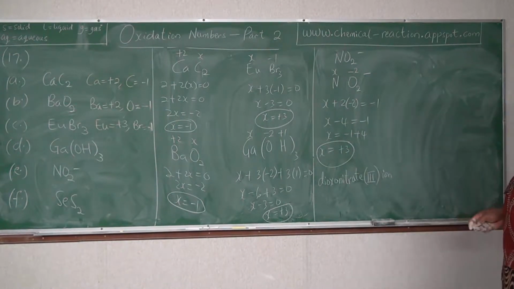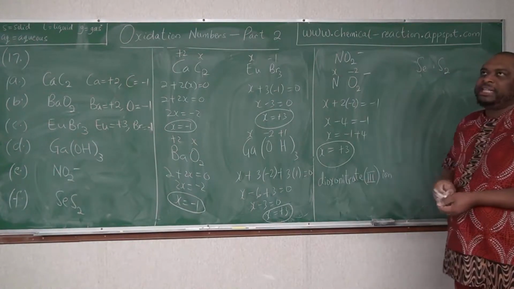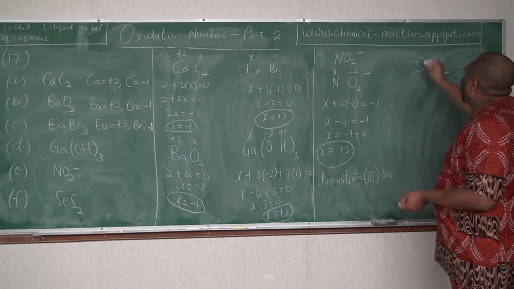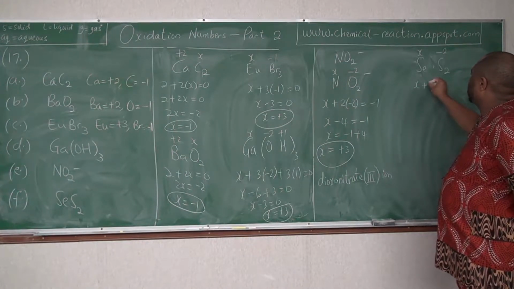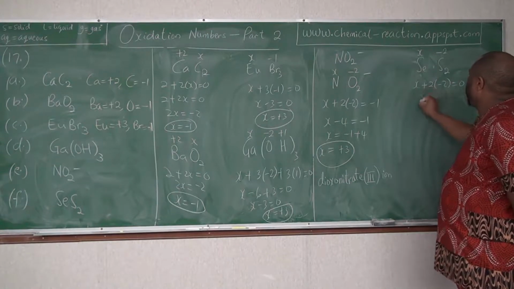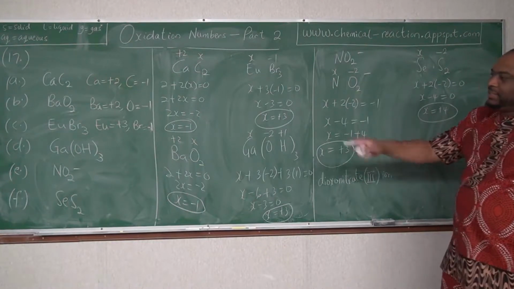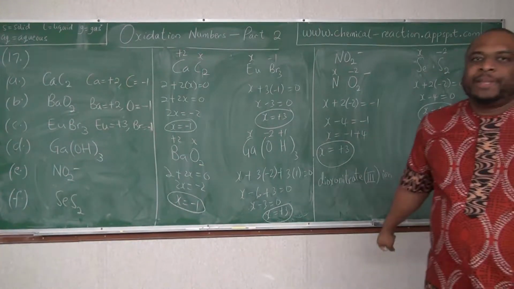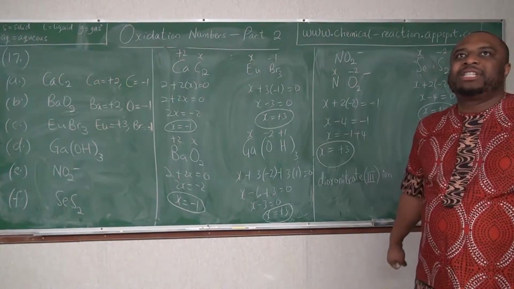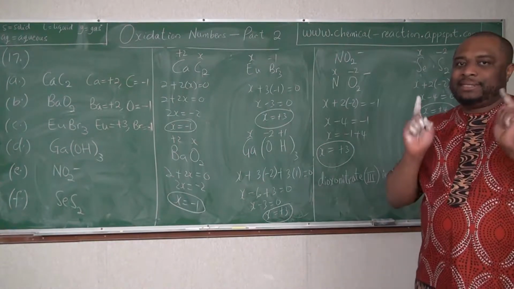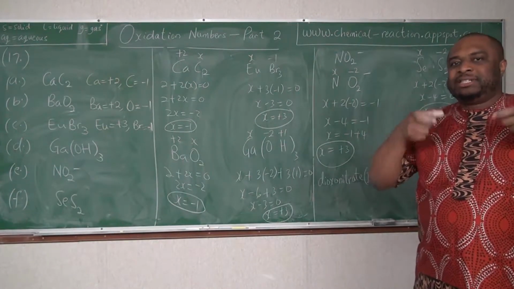Selenium and sulfur. Let the oxidation number of selenium be X. Sulfur we know is -2. So this is X plus 2 times -2 equal to 0. X minus 4 is 0. X is plus 4. So this is selenium 4 sulfide. If it has multiple oxidation states, it is much more recommended that you say the oxidation number.